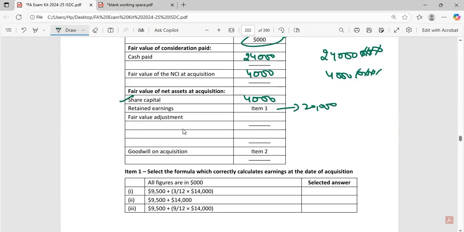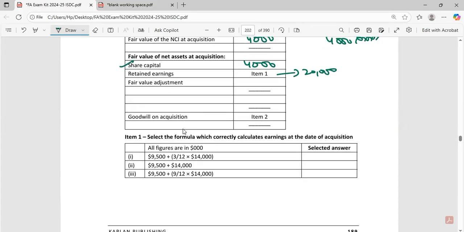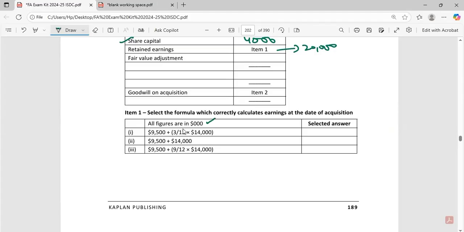And how did I get it? I have to choose from here. So I took 9,500, okay? Because see, we have been given the figures in 3 zeros. So 9.5 million means, see, I'll tell you, it means like this, okay? So we have to ignore 3 zeros. So what's left? 9,500. So 9,500 plus we are going to take profit for 9 months. And we will take 14,000 times 9 by 12. So this is the correct answer, okay?